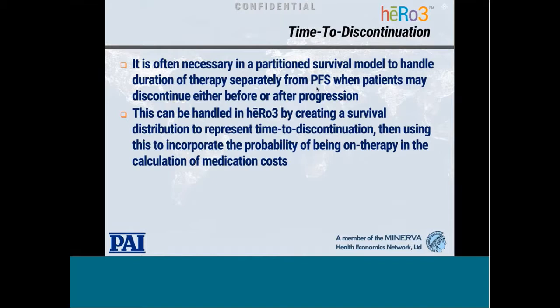Often in a partition survival model, it's not sufficiently accurate to model discontinuation based on progression-free survival. In other words, it may be the case that some patients stay on treatment after progression, or they may discontinue before progression, and so that needs to be modeled separately from PFS. I want to go through a quick example of how that can be modeled in heRo3.